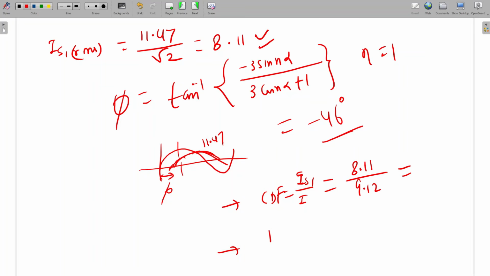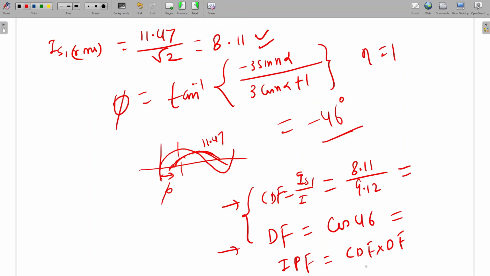And what will be the displacement factor? The displacement factor will be cos 46. And from here we can calculate the input power factor. The input power factor will be CDF into DF. Can anyone calculate these values? You can write in the chat box. I will wait for some time.